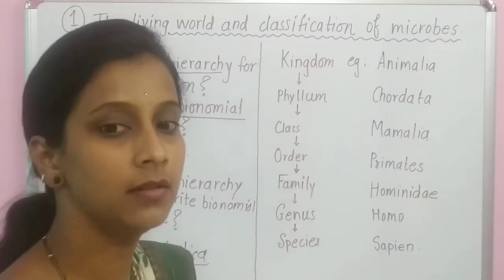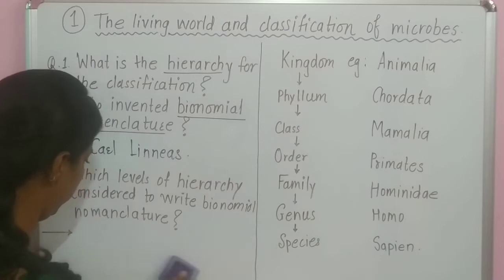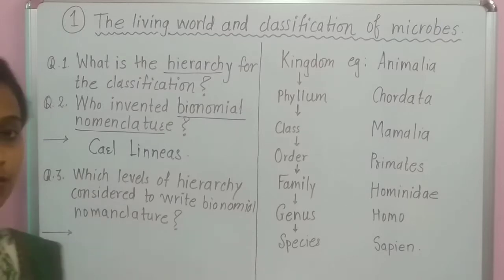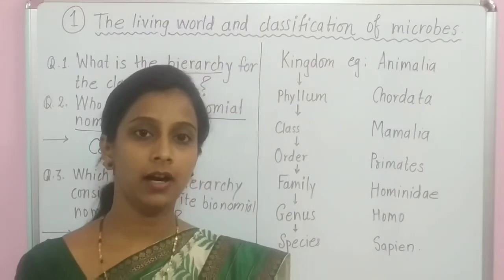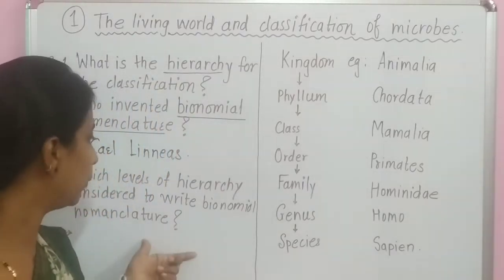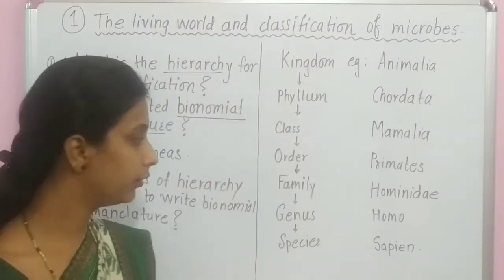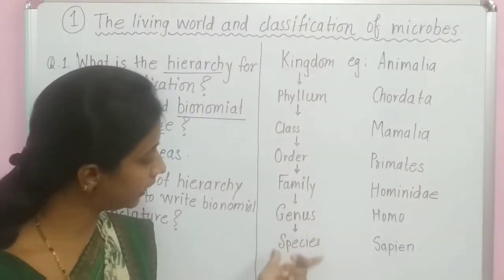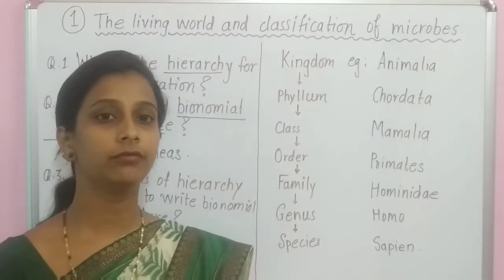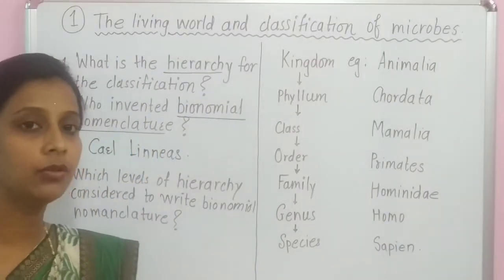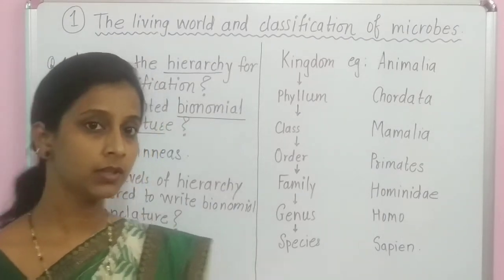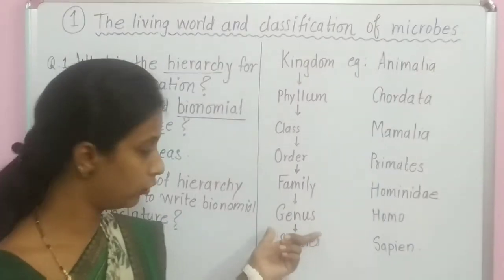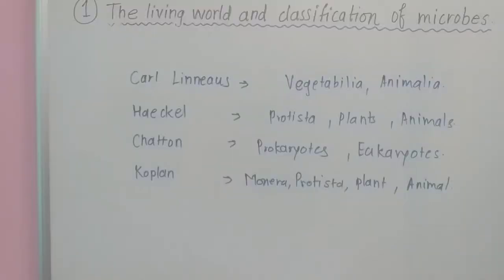Now come to the last question. It is, which levels of hierarchy are considered to write the binomial nomenclature? We have seen the example of mango here. So here genus and species. The last two levels, genus and species, are considered for the binomial nomenclature of any living organism. So the answer will be, the levels of hierarchy for the binomial nomenclature are genus and species.